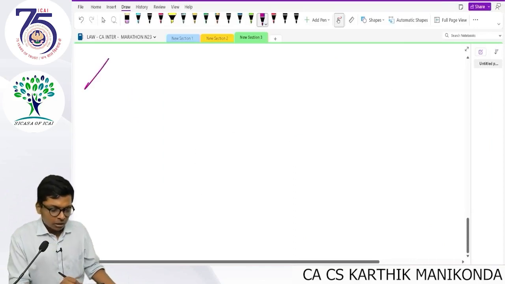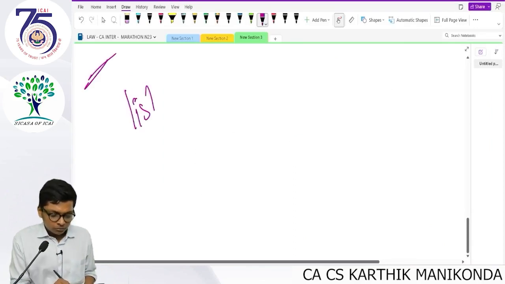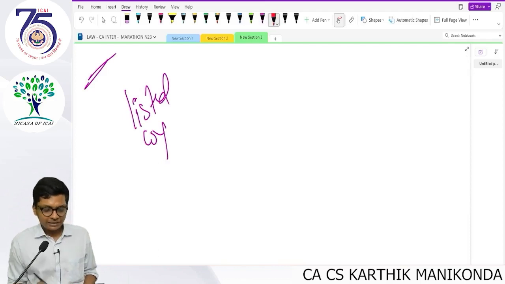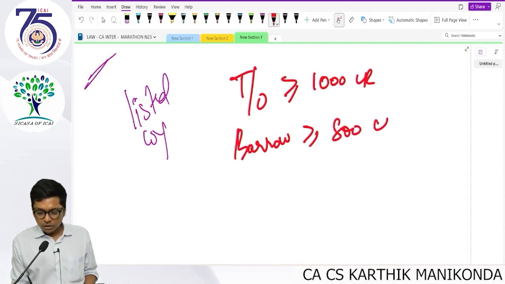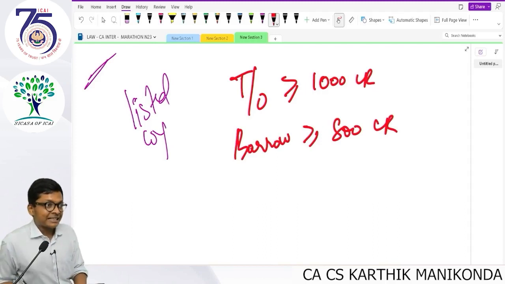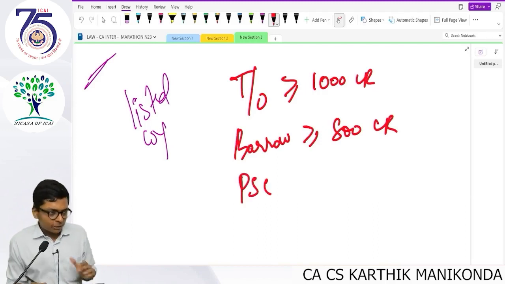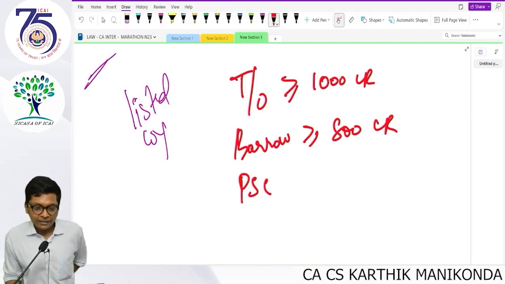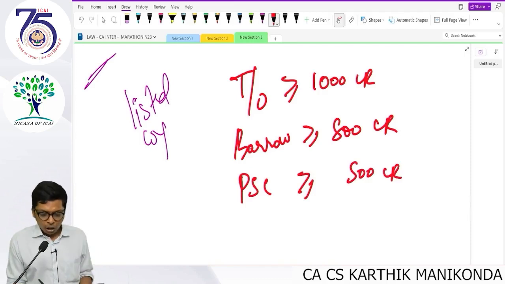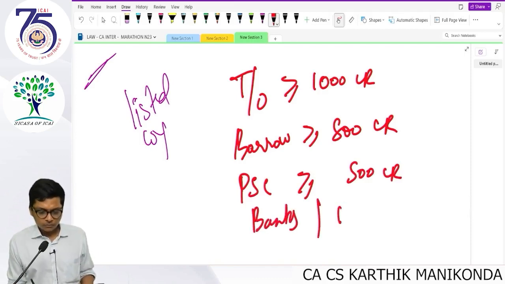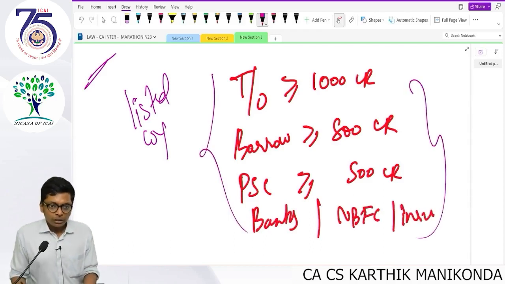They oversee basically all listed companies. Any company whose turnover is more than or equal to 1,000 crores or borrowings is more than 500 crores, borrowings including loans, deposits, advances more than 500 crores, paid up share capital also more than or equal to 500 crores, and all banks, NBFC, insurance company, here also it will be applicable.